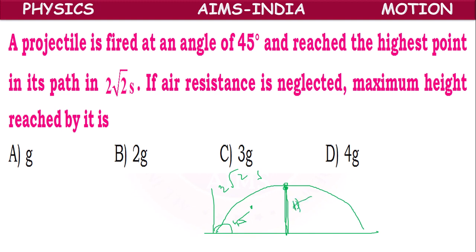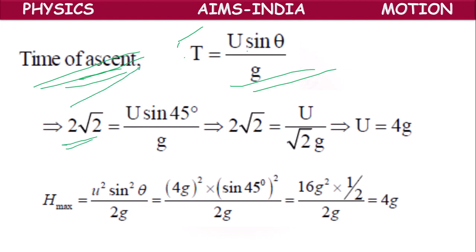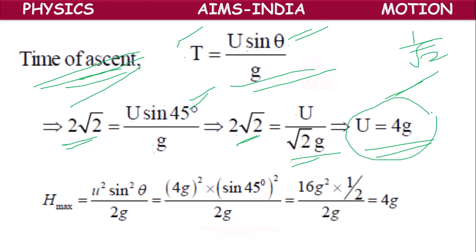H value. From the ground to reaching the maximum height, it has taken 2√2 seconds, which is equal to the time of ascent, because during this time the body is going up. So indirectly they have given the time of ascent. Time of ascent formula, T equal to U sin theta by g. Time of ascent 2√2 given. U into sin theta, angle of projection 45 degrees, by g. So 2√2 equals U into sin 45 degrees, value 1 by √2, by g, which is U by √2 g. So 2√2 equals U by √2 g. √2 into √2, 2. 2 into 2, 4. So we will get U equal to 4g. We have got the value of U.